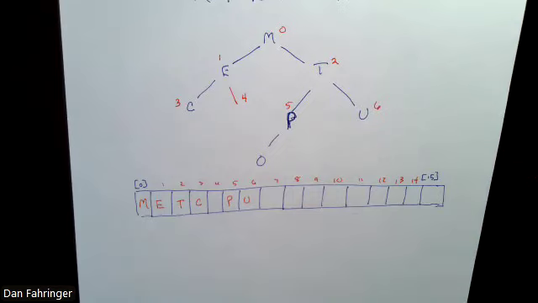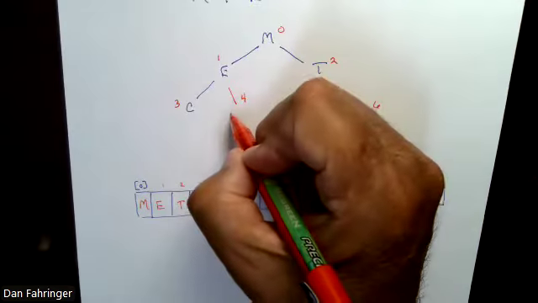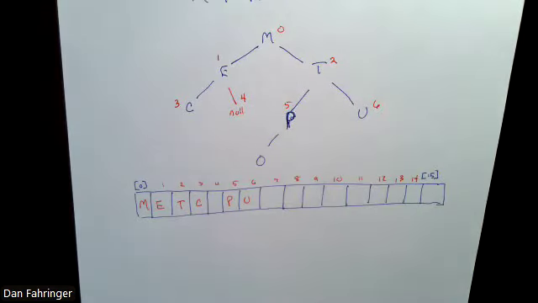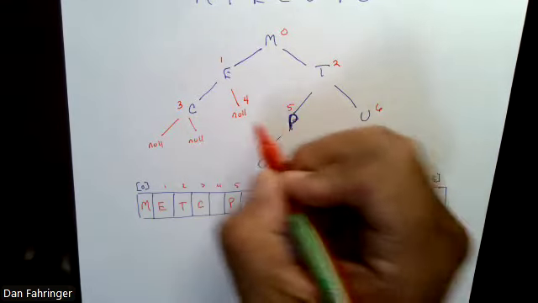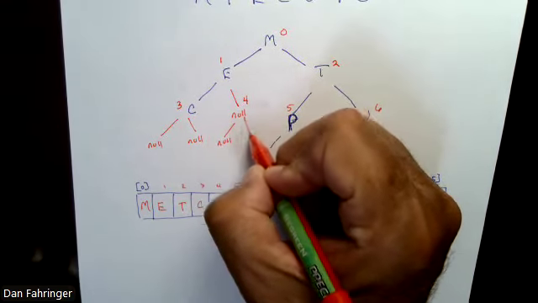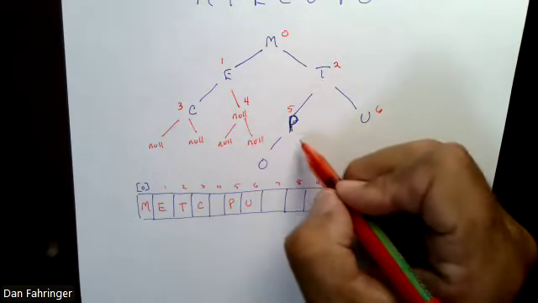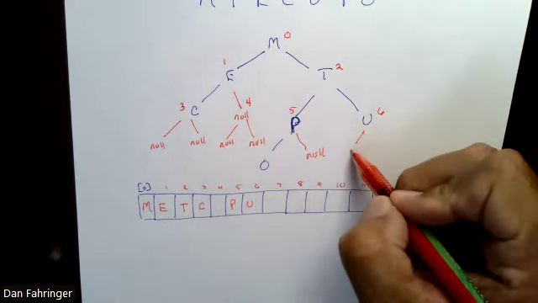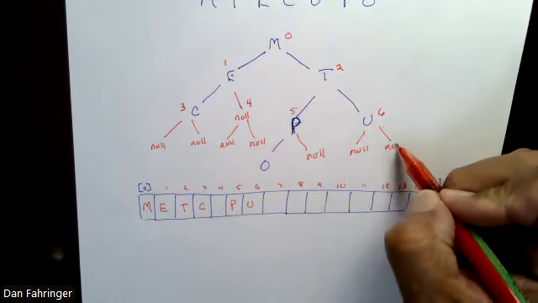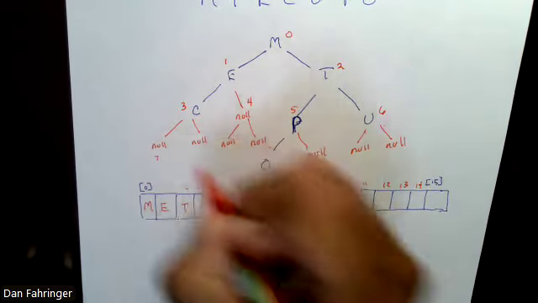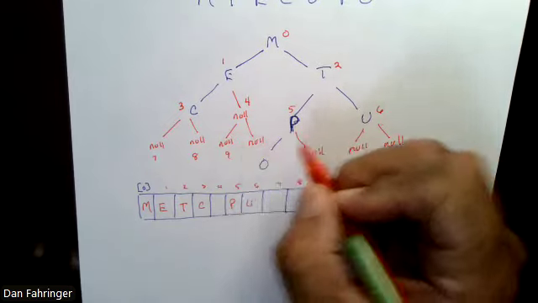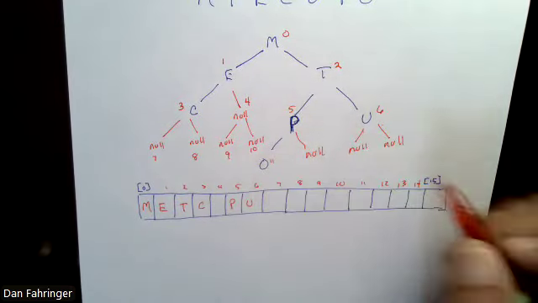Where would O belong? Is it 9? I hear 9. 13. I hear 13. This was null for 4. This was null. This would be null. This would be null. And so forth. 4, 5, 6, 7, 8, 9, 10, 11.